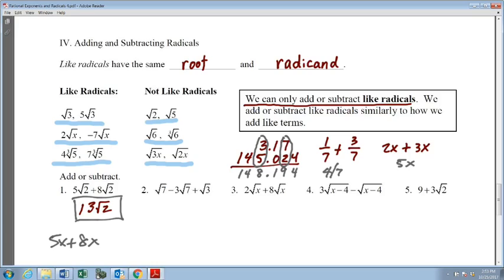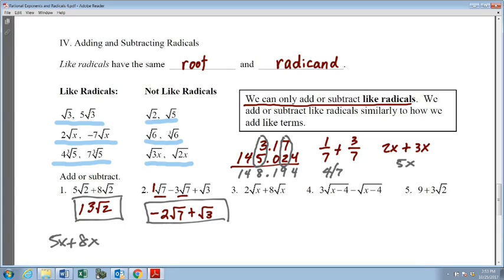Let's move on to the next one. So here's our like radicals. We can combine, let's see, this is going to be a 1 square root of 7 and a minus 3 square roots of 7. So we're adding 1 and negative 3. We're going to get negative 2 square roots of 7. And then don't forget about the other radical. It's not a like radical, but we do need to add it to what we already have.